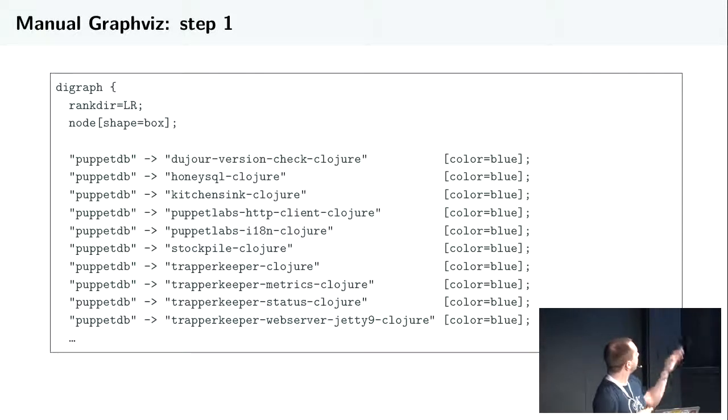And the first step was PuppetDB migrates after this and that and that other package. Each link can be given a different color. So that was blue for all of them for unrelated reasons. And then once you've got that first part done, you look at du jour, version check closure, and then Honey SQL closure, and so on.